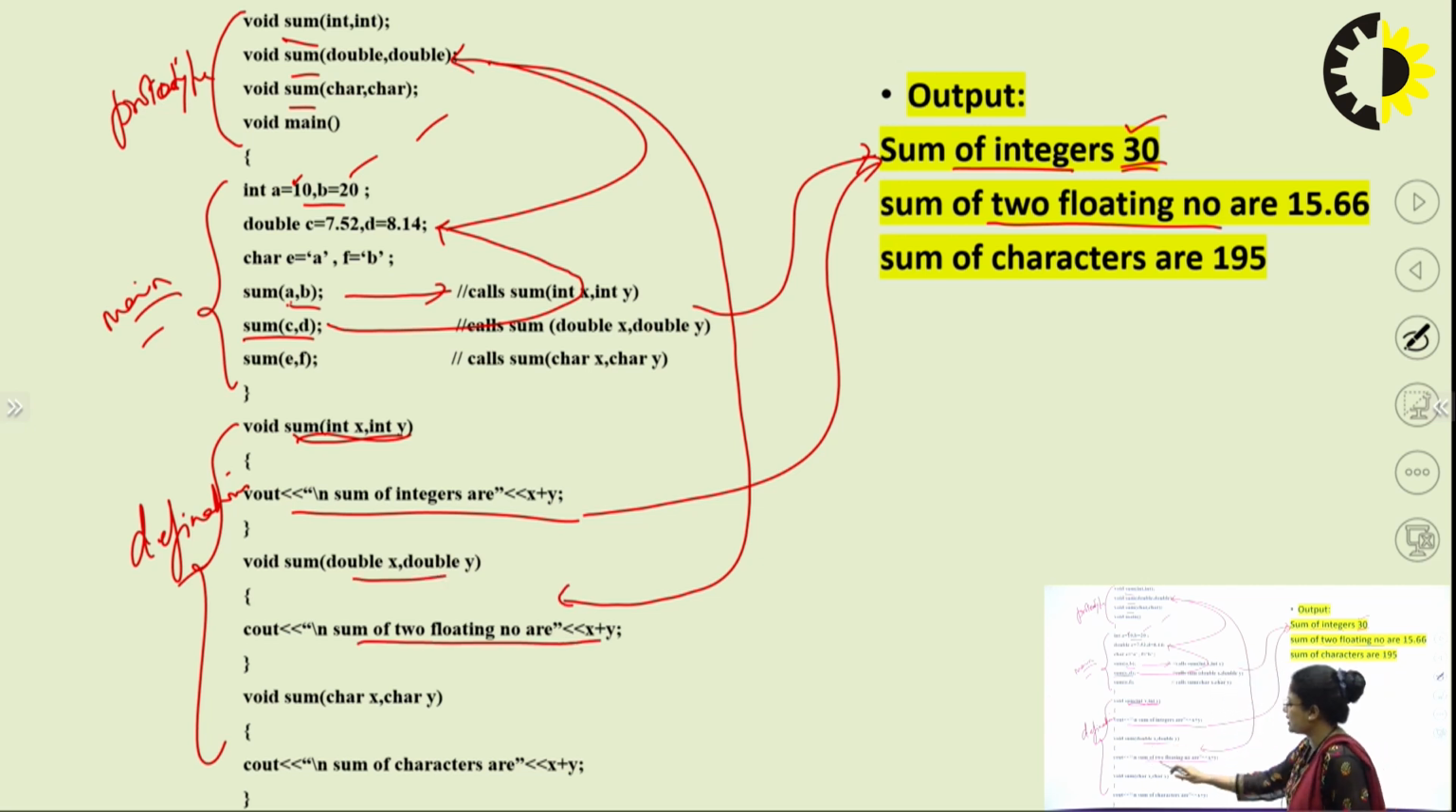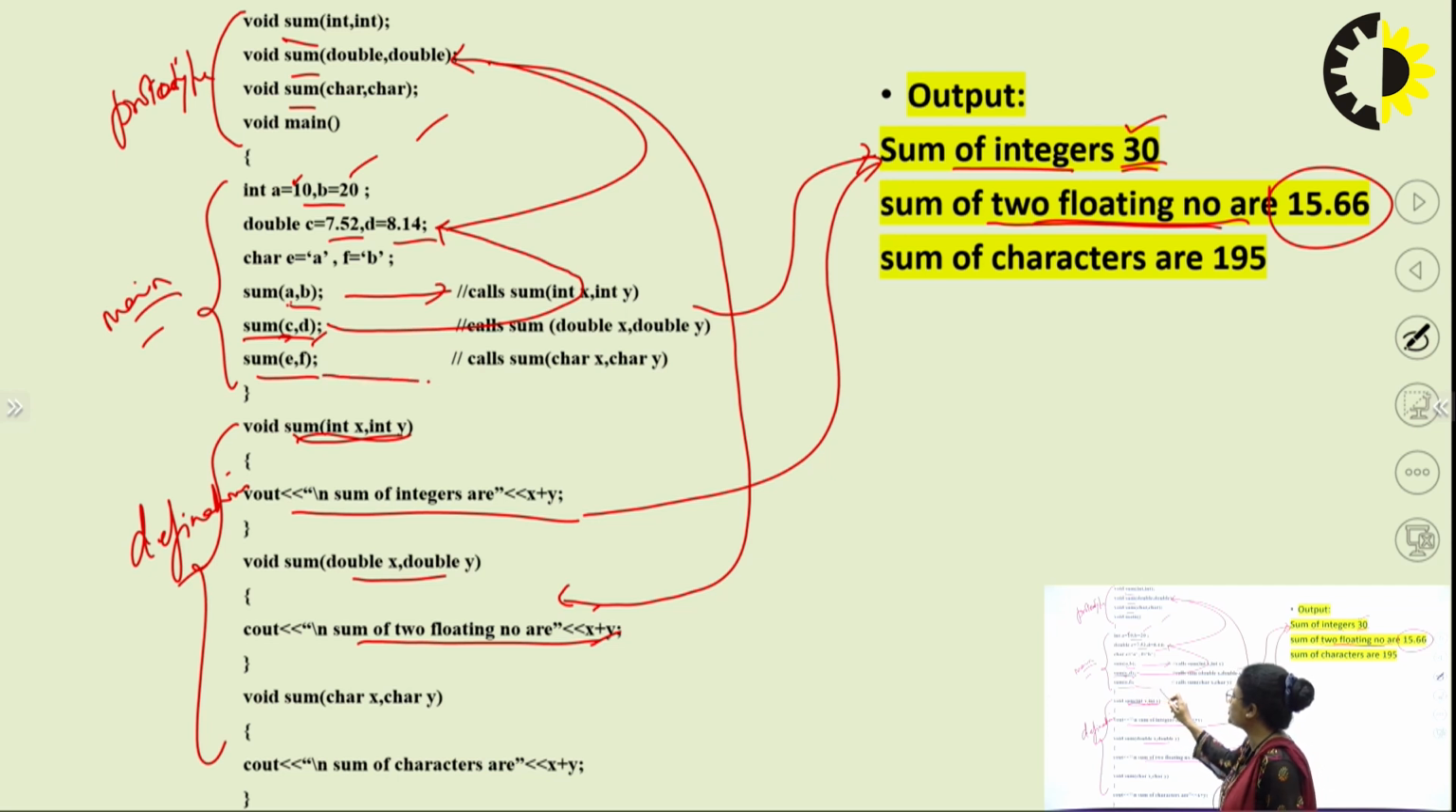And the output will be sum of two floating point numbers. It will find the summation of x and y. Here x and y are c and d. c is 7.52, d is 8.14. It will print the summation of these two, which is 15.66. So this is how things proceed, and the same thing will be done for sum of e and f.